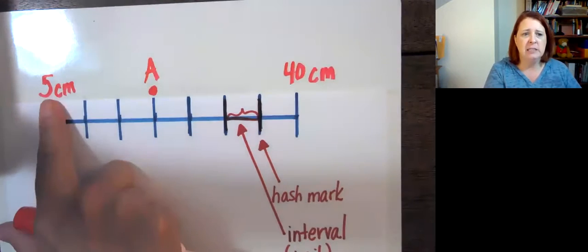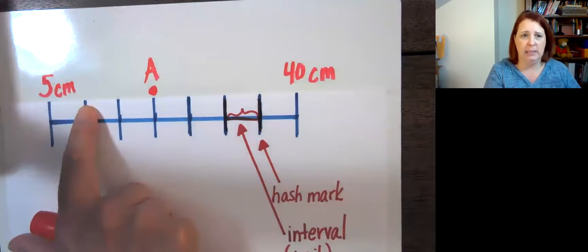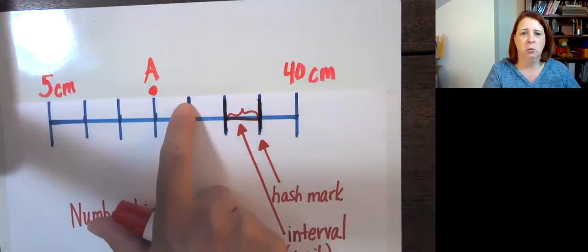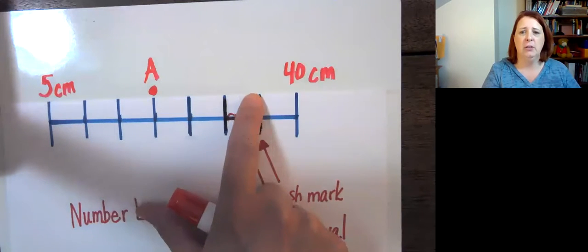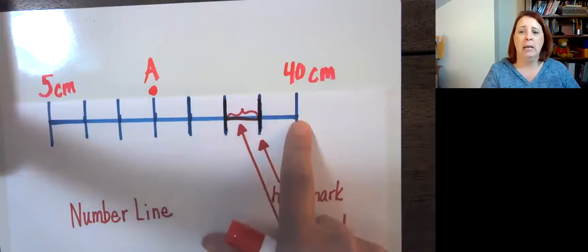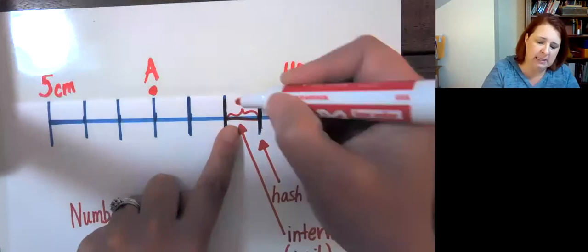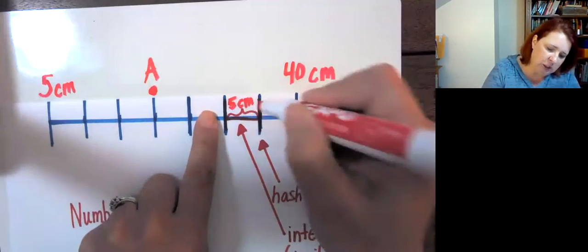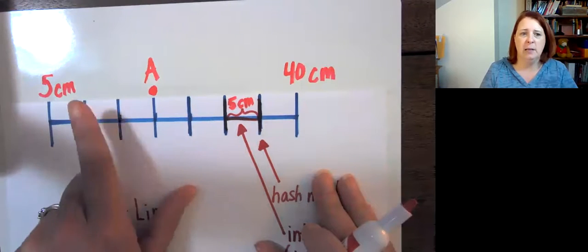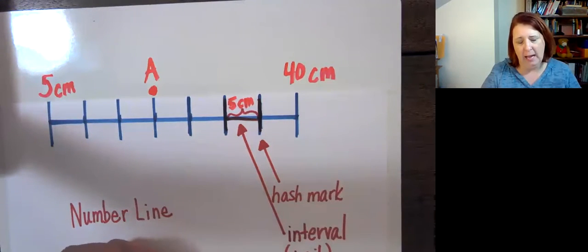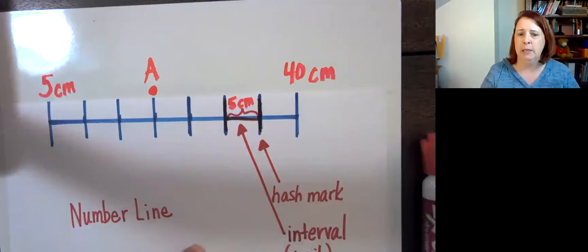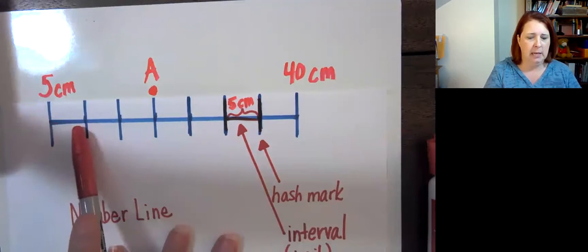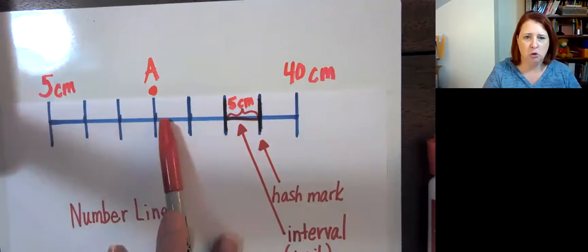If this number is 5, this would be, that's right, 10, 15, 20, 25, 30, 35, 40. So that worked, which means the interval is 5 centimeters. Each space is 5 centimeters. So if I know my pattern is 5, I can figure out what letter B is. Let's see. I start with 5. Let's count by 5s. 5, 10, 15, 20.